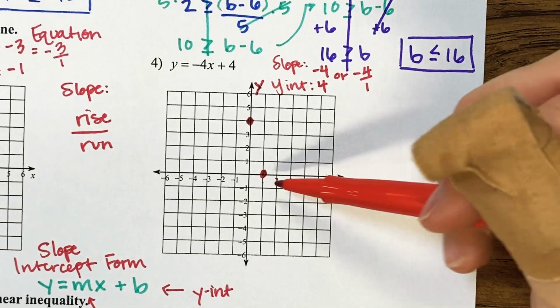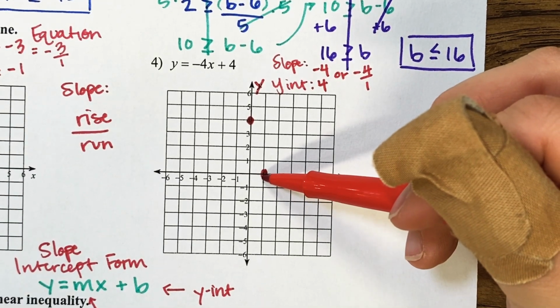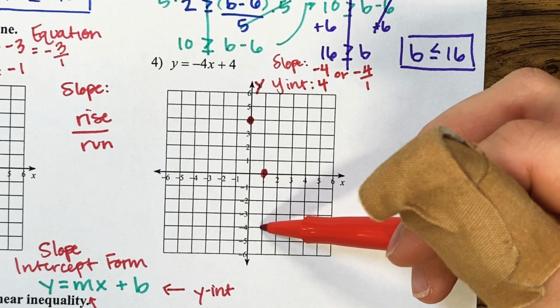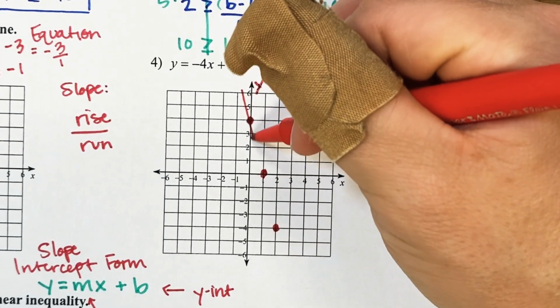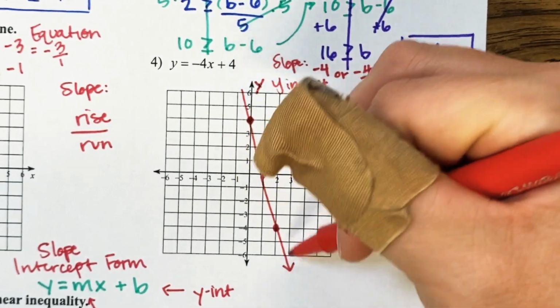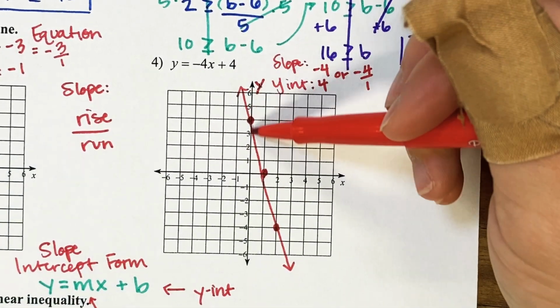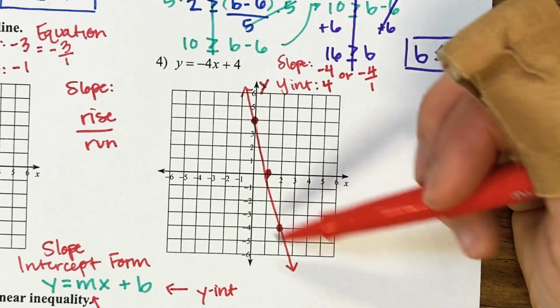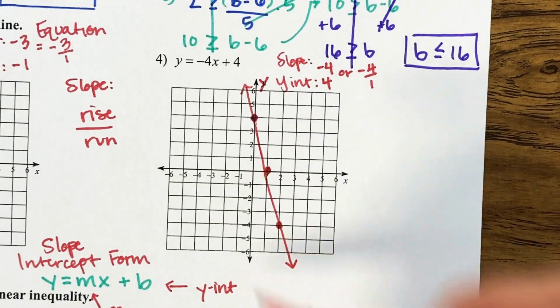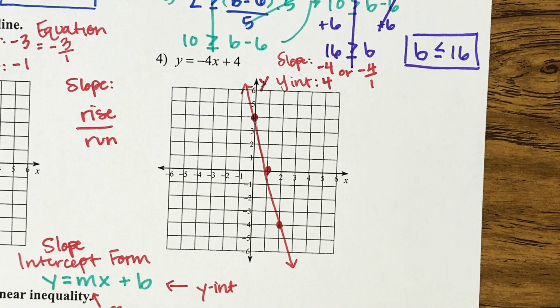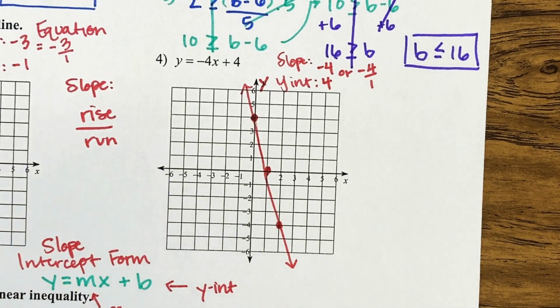And there we go. We can keep going. Go down 4 again. 1, 2, 3, 4, and over 1. Beautiful. Connect those points. I forgot to say this on number 3, but make sure you connect them with a straight line, and you put arrows at the end of those lines, because this line goes on forever and ever. So make sure those arrows are on the end of your line.